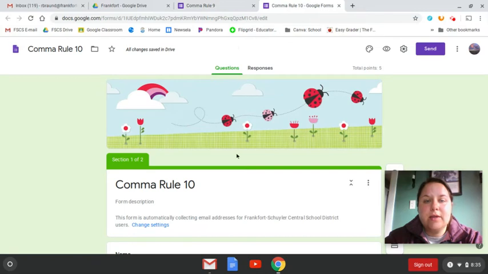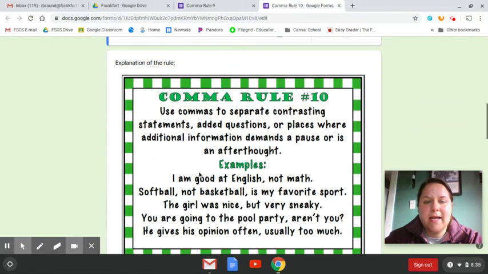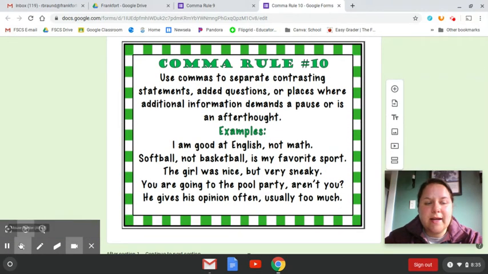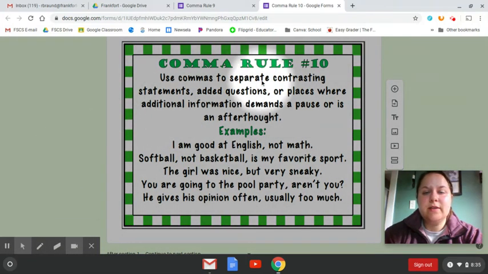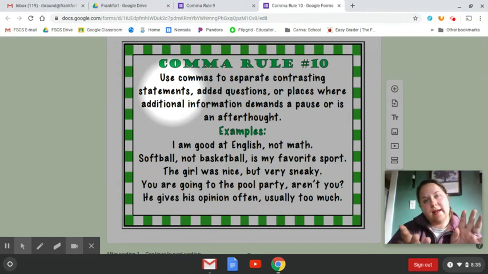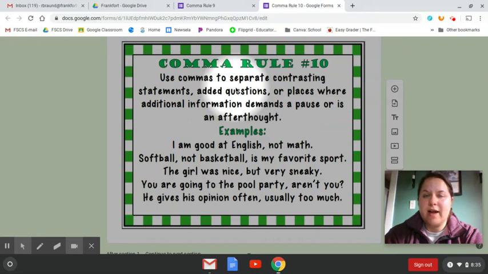Okay. Your last comma rule, number 10, is kind of a hodgepodge of things that need commas. It's whenever there's a contrasting statement, so you have the beginning and then the end part of the sentence maybe is opposite. If you're adding a question, we've kind of already dealt with that with one of our comma rules previously, or if there's additional information. We've also used that rule previously before as well.